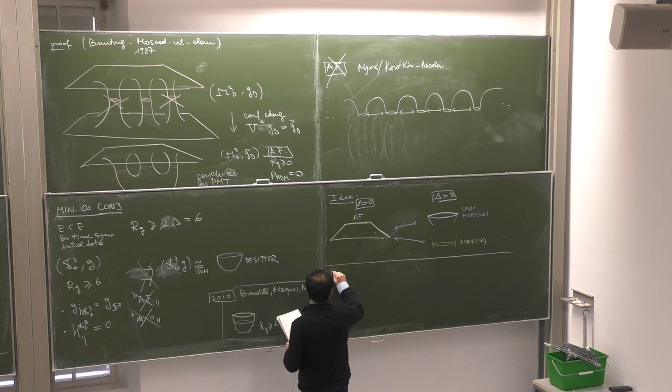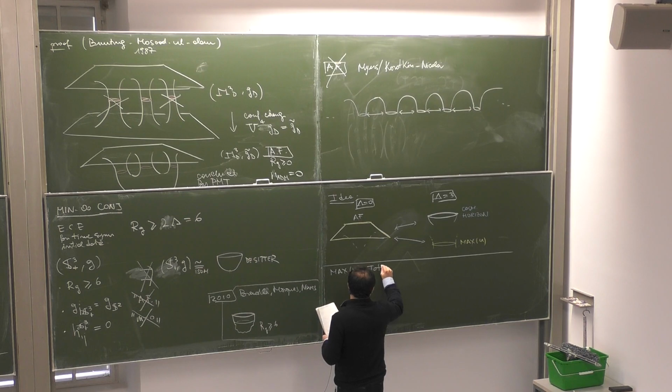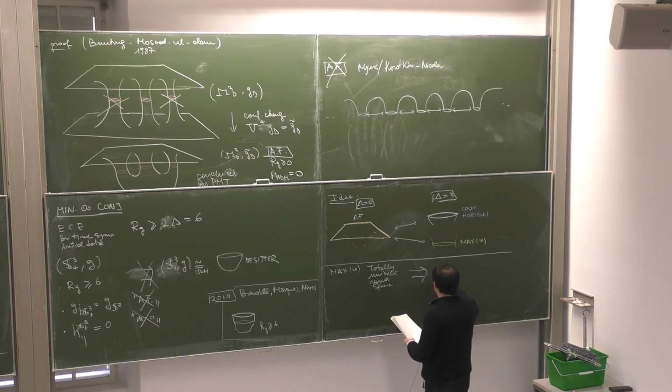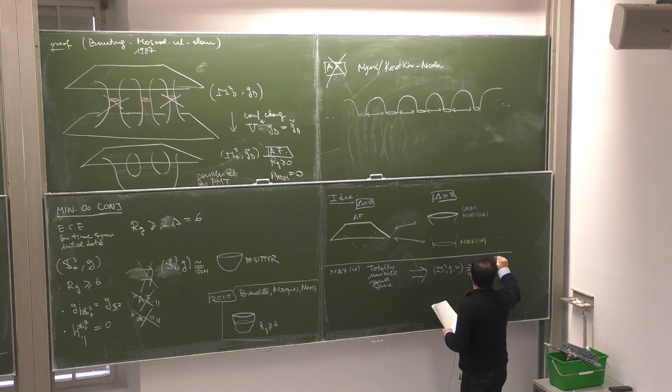So here you have a statement. If max of U is a totally umbilic round sphere, then the solution M3, g, U is isometric to either the de Sitter Schwarzschild, let's say SDS, or to the REI.